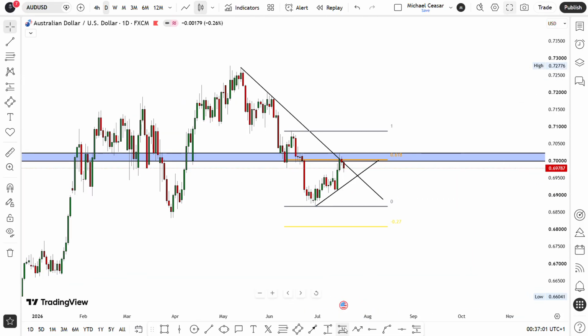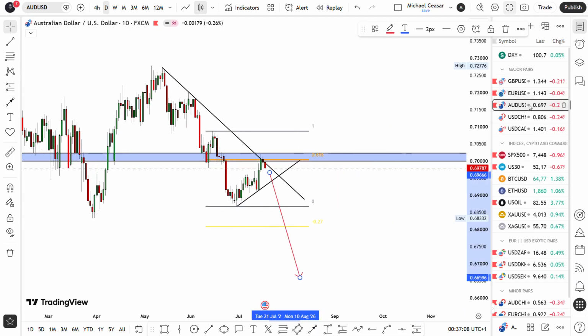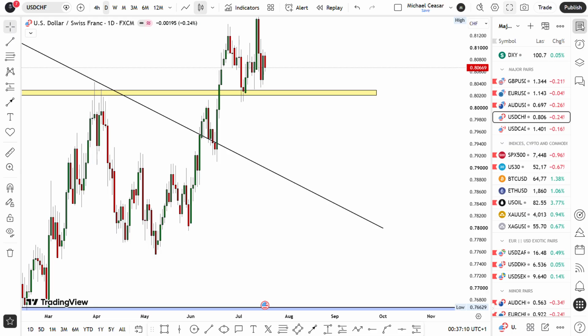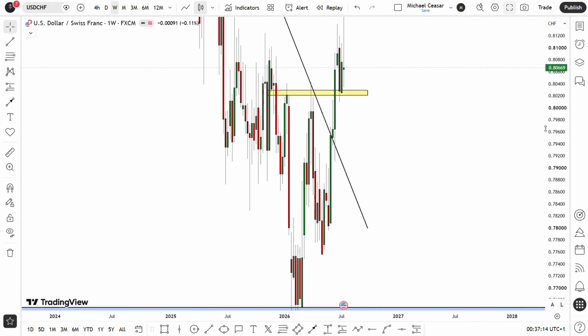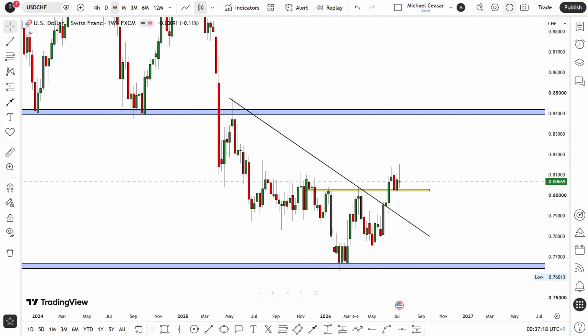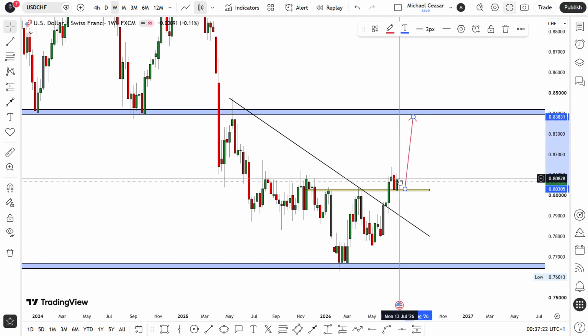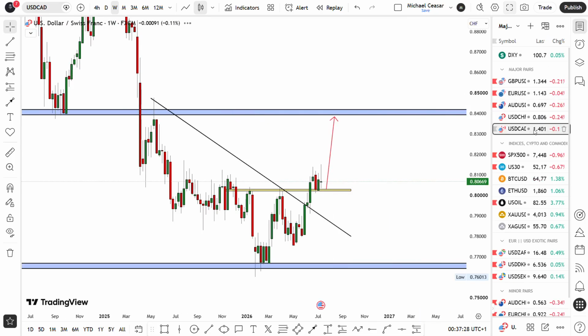Where's my arrow? Break, coming down. Chart setting up for you. Same thing with USD CHF, it is pumping. So now USD CHF is the opposite of the other guys. This guy is in line with DXY. As long as you remain above this yellow line, guys, yellow zone, we are coming to the upside. USD CAD, I don't want to talk about this guy.